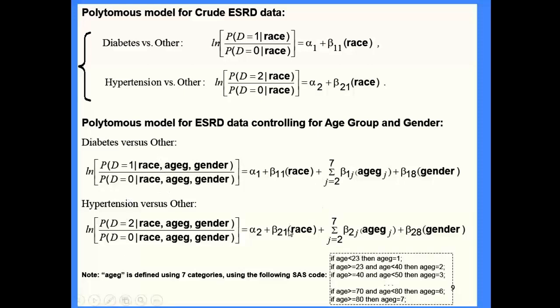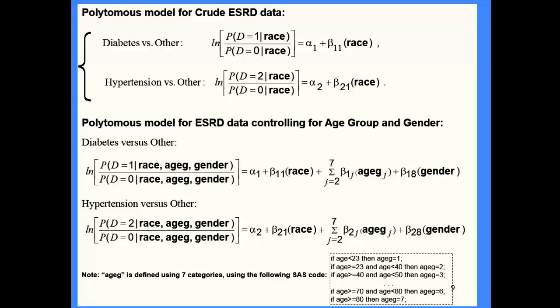Now let me ask you this question. For the crude data, suppose you wanted to test whether the race variable is significant. What would be your null hypothesis? I'm using this model, and I want to test whether race is a significant predictor of this categorical outcome, which has 3 categories. How do we do that test? What's the null hypothesis?